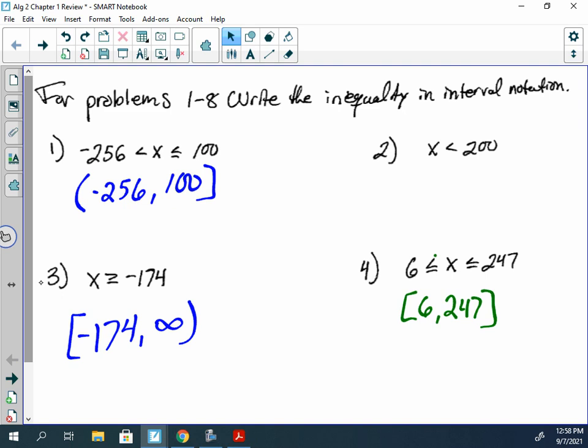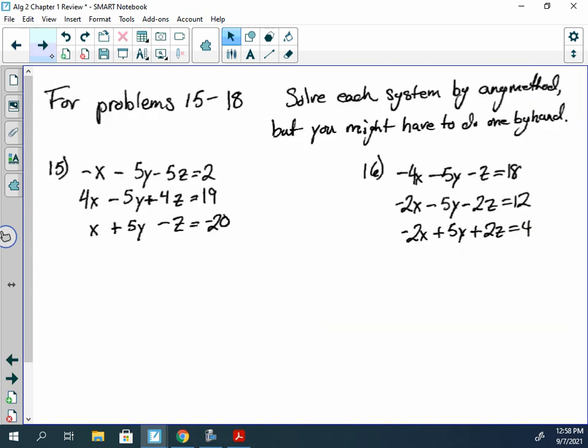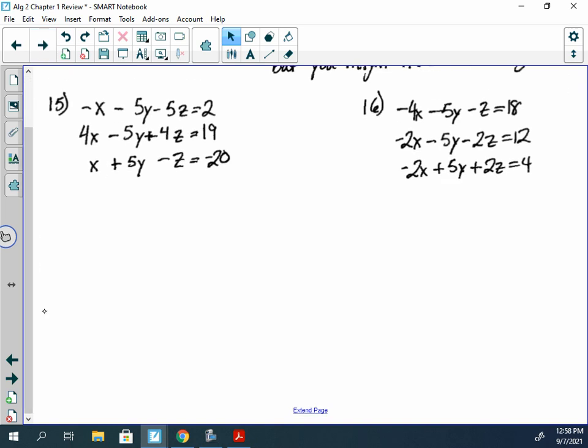Any questions on 1 through 14? Okay. There are no other questions on 1 through 14. Let's look at 15 through 18. Are there any questions on one of those or one of those that y'all want to see worked? 15. So if we're going to work this out, I need to pick a variable to eliminate first. What variable do we want to eliminate first?